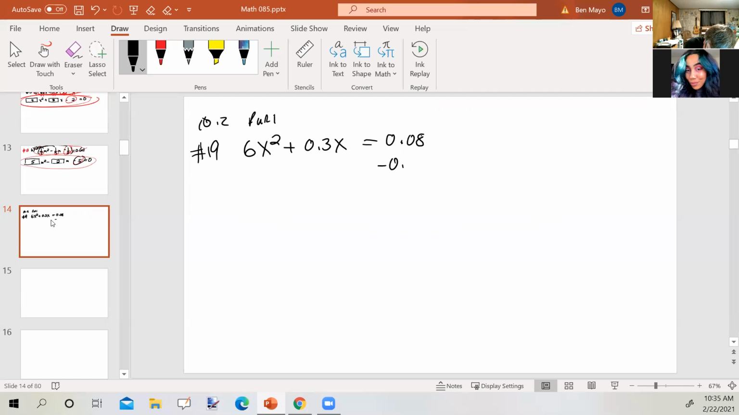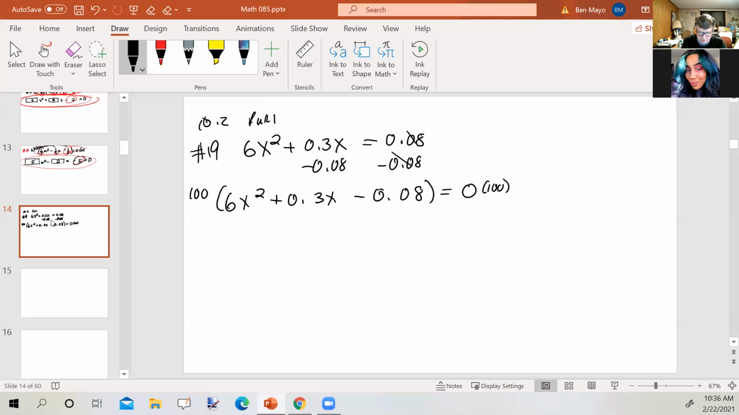So I'm going to subtract 0.08 from both sides of the equation. That gives me 6x squared plus 0.3x minus 0.08 equals 0. Next, we're going to clear the decimals. Well, the first term doesn't have any decimals. The second term I'd have to multiply by 10. The third term I'd have to multiply by 100. So I've got to do the same thing to everybody. So I'm going to multiply each term on both sides of the equation by 100.